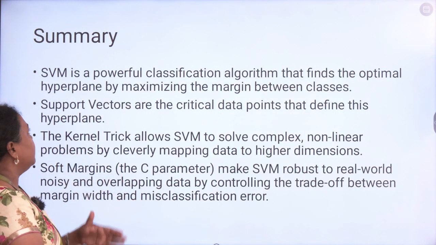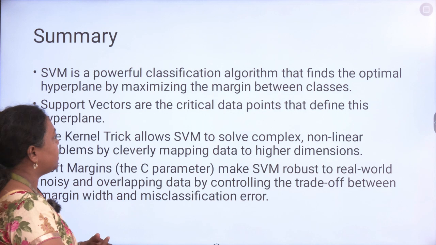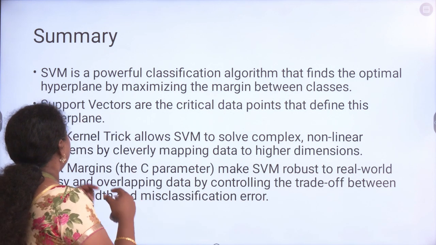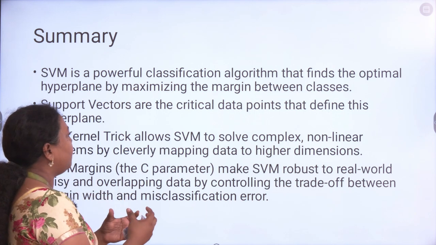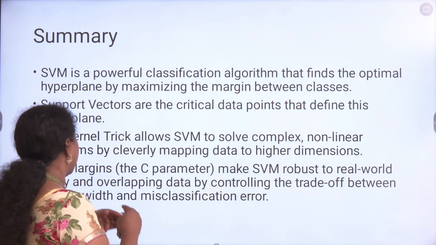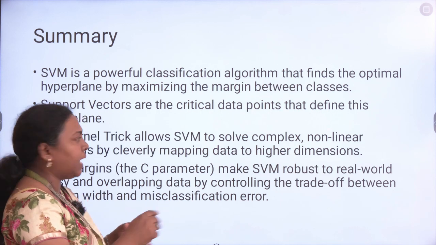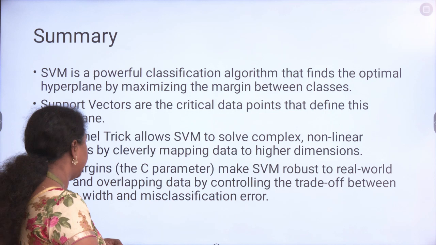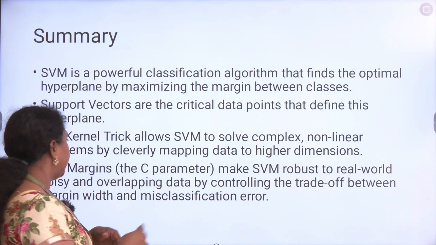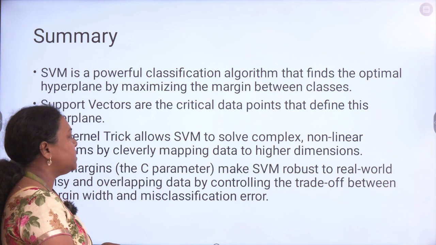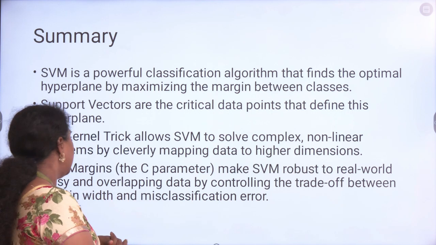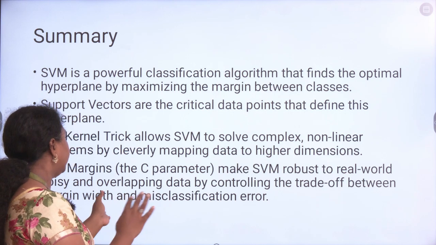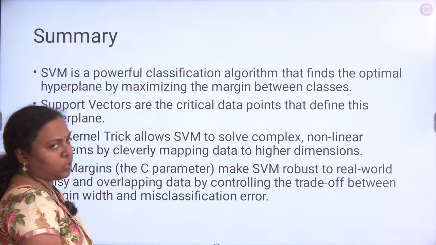So as we have seen, SVM is a powerful classification algorithm and it helps us to find the optimal hyperplane. It gives us the support vectors as the critical data points, and that defines the hyperplane. The kernel allows us to solve complex, non-linear problems in higher dimensions, and soft margins make the SVM robust to real-world noisy and overlapping data and give us a trade-off between the margins.